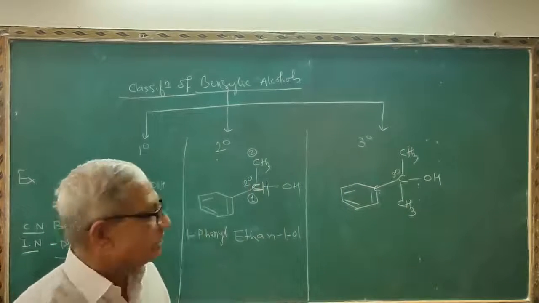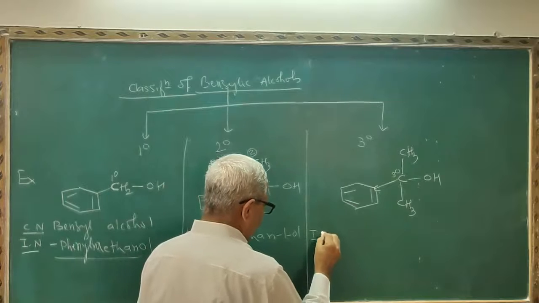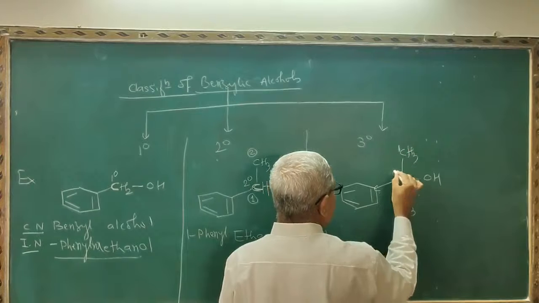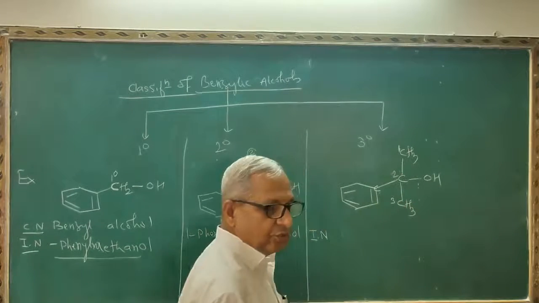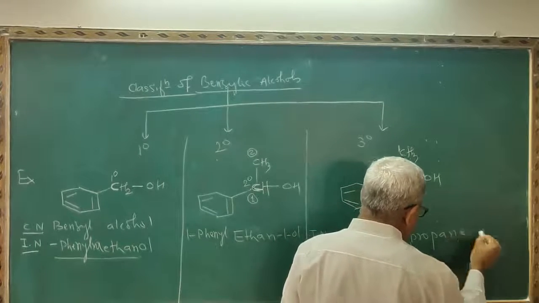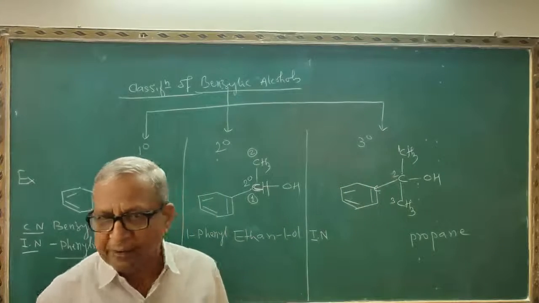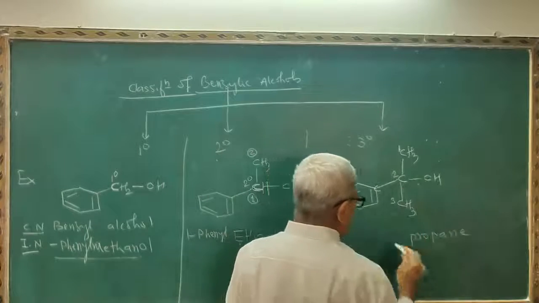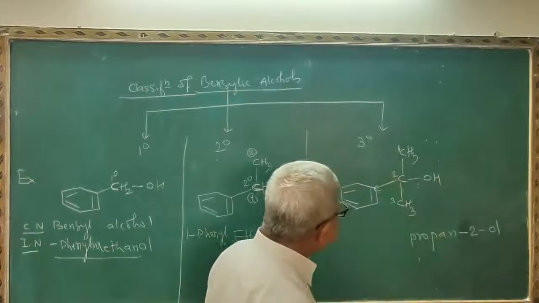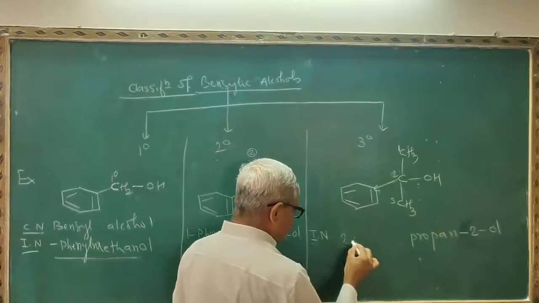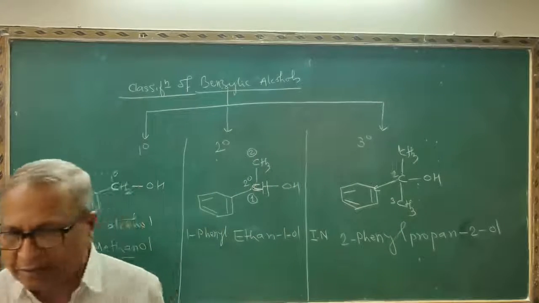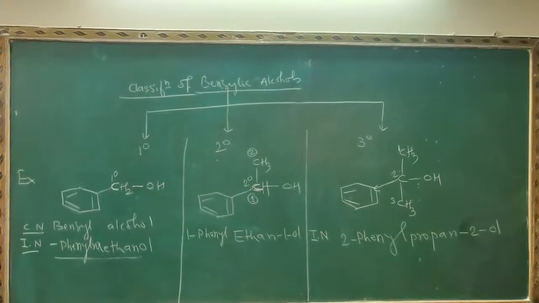Now write the IUPAC name of this molecule. See, this is your longest chain. This is carbon number 1, carbon number 2, carbon number 3. The parent chain contains 3 carbon atoms. Therefore, it is a derivative of propane. Now, on carbon number 2, there is an OH group. Replace the suffix E by 2-ol. Now, see, again on carbon number 2, there is a phenyl group. Therefore, the name will become 2-phenylpropan-2-ol. This is the IUPAC name of this compound.